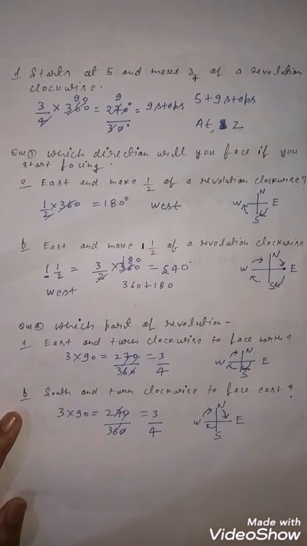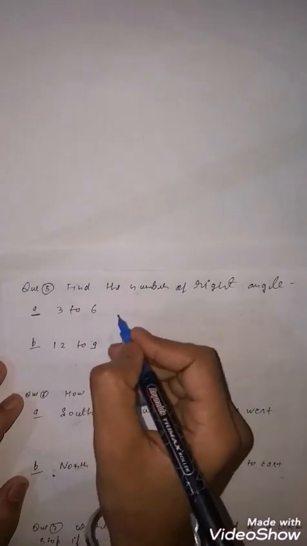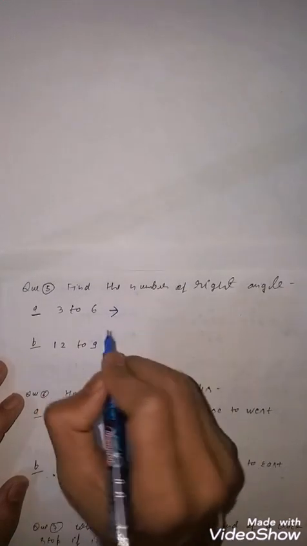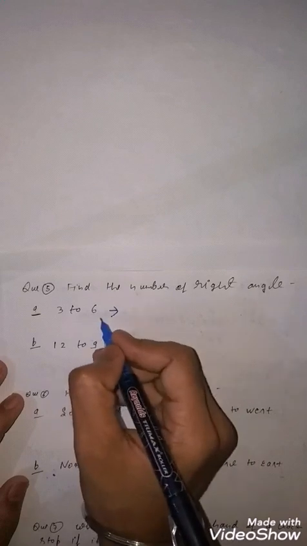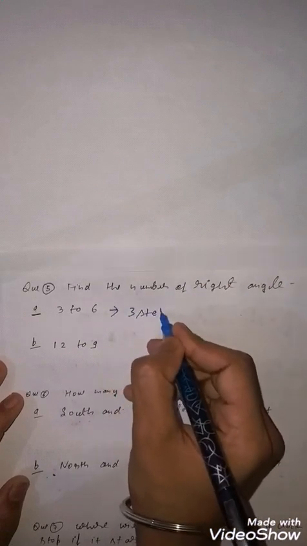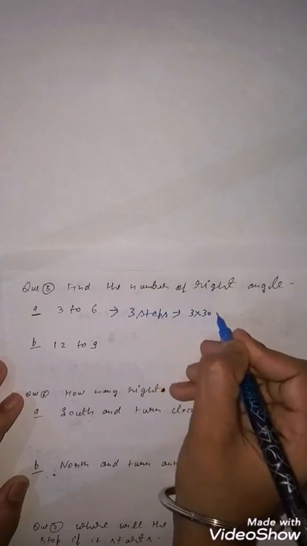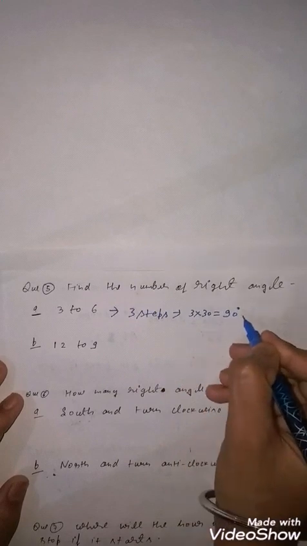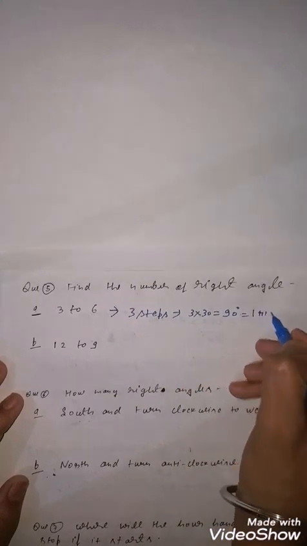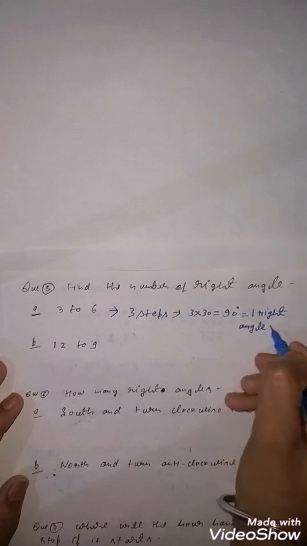Clear students? Now students, our next question is find the number of right angles. How will you find out? 3 to 6, students, first is given. From 3 to 6, how many steps do you want? 4, 5, 6, that is 3 steps up. In the previous question I explained 1 step means 30 degree, so 3 steps means 3 multiplied by 30, that is 90 degree. So how many right angles? 1 right angle. I think this is clear to everyone.